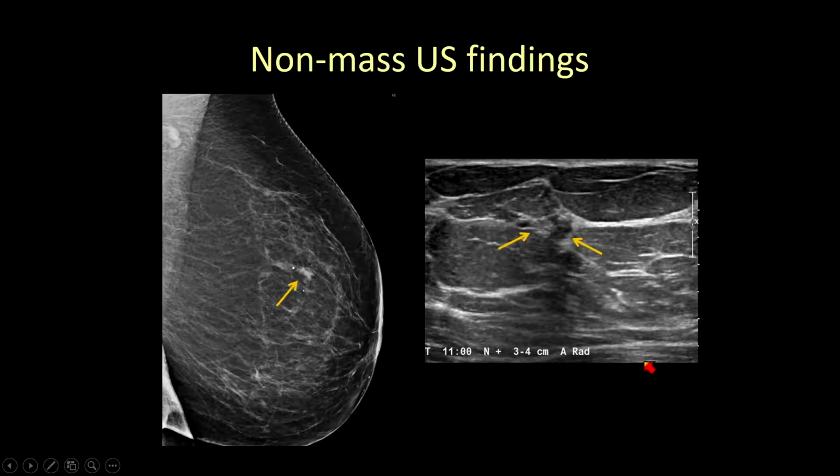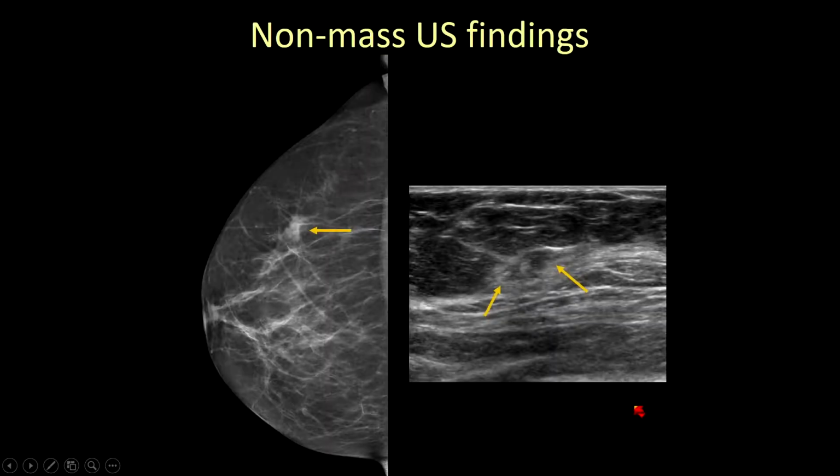And this is just an example of a non-mass ultrasound finding. This patient had a little developing asymmetry in her upper breast. On ultrasound, you can see this isn't really making a mass. It's quite mixed in echotexture. It's got some hyperechoic as well as hypoechoic areas, and this was a mixed ductal lobular invasive cancer.